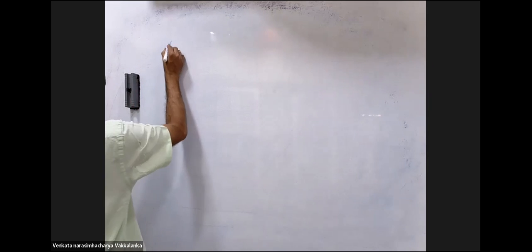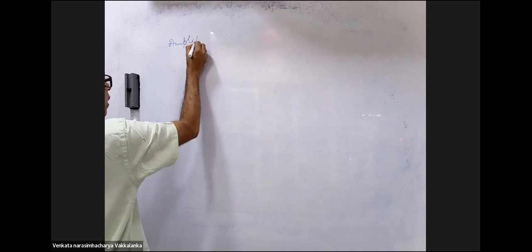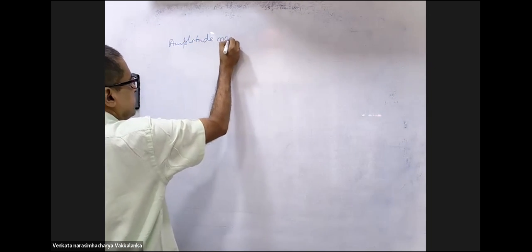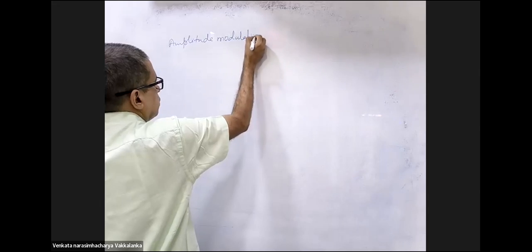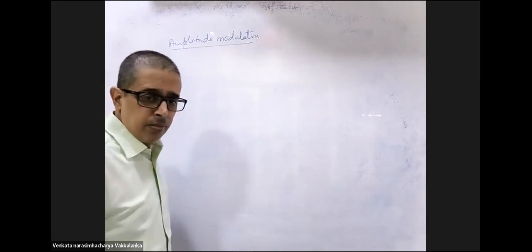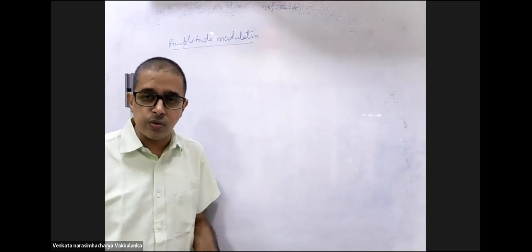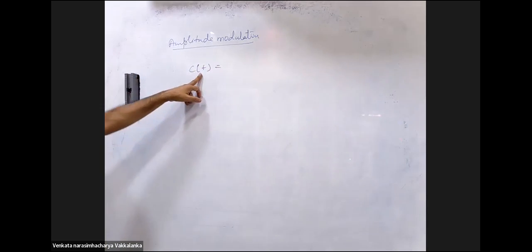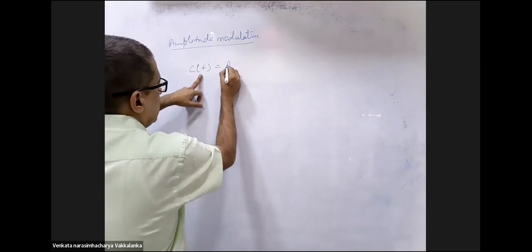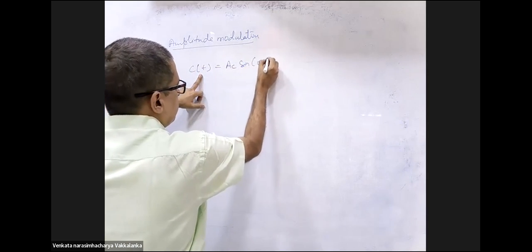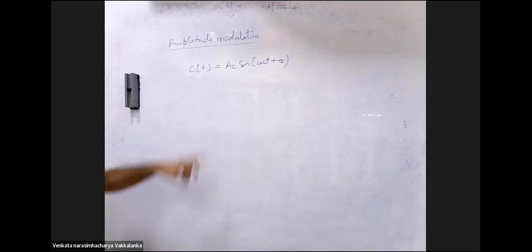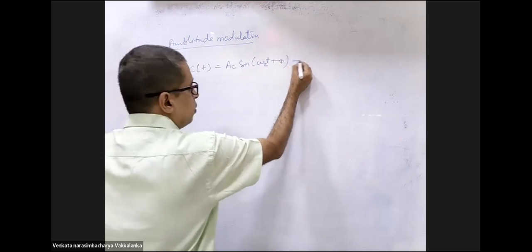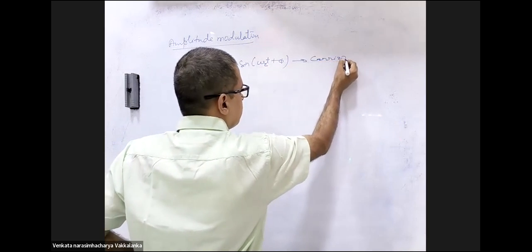Now, amplitude modulation. This is outdated as on date. It's not much in use. Previously, it was in use, but the basic theory and the mathematics of it goes this way. This is a carrier wave. C(t) will be A_C sine of omega_c t plus phi. This is called the carrier wave.